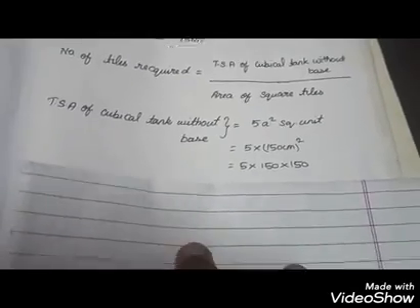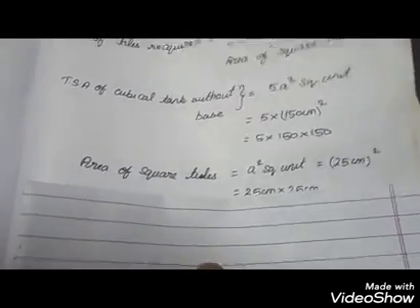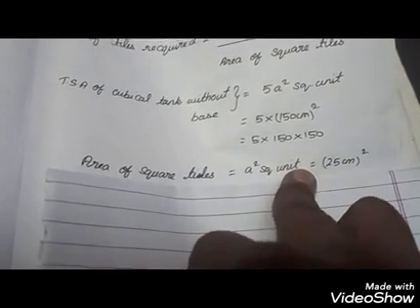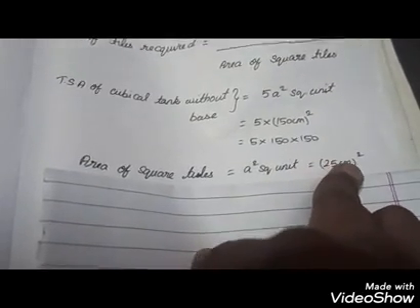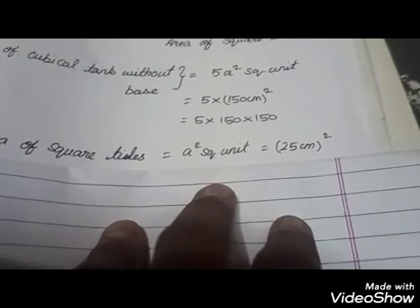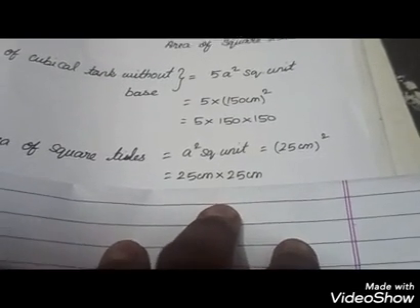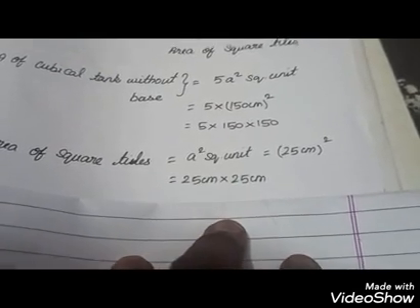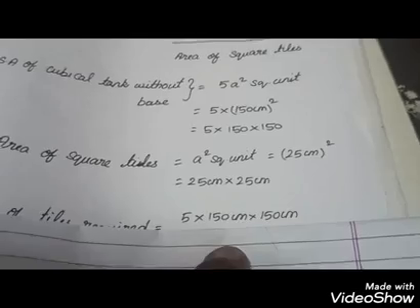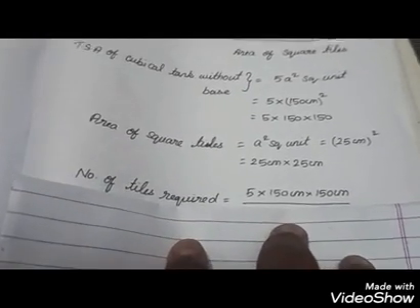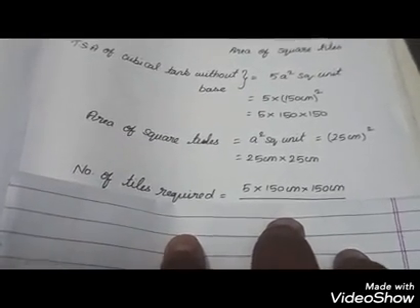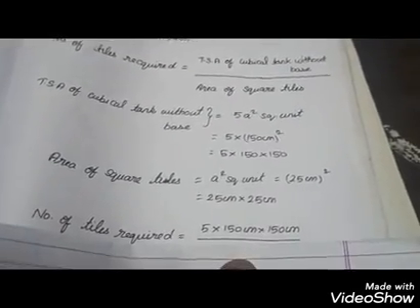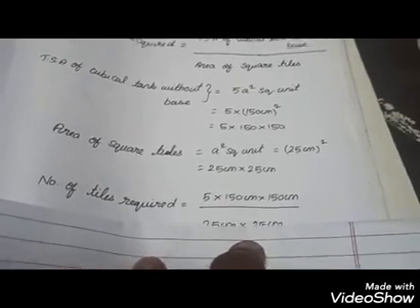Next we need to find the area of a square tile. You know that the area of a square is side squared, which is 25 centimeter the whole square, written as 25 centimeter into 25 centimeter. We keep this the same and simplify it finally. So the number of tiles required is 5 into 150 centimeter into 150 centimeter divided by the area of a square tile.